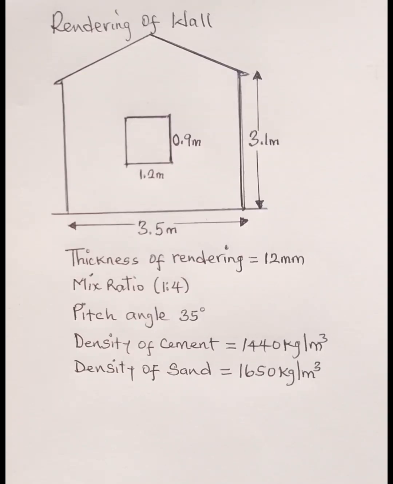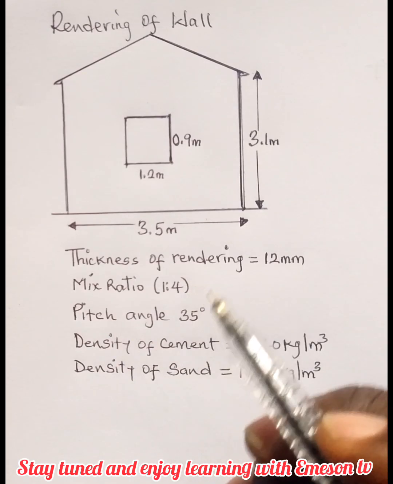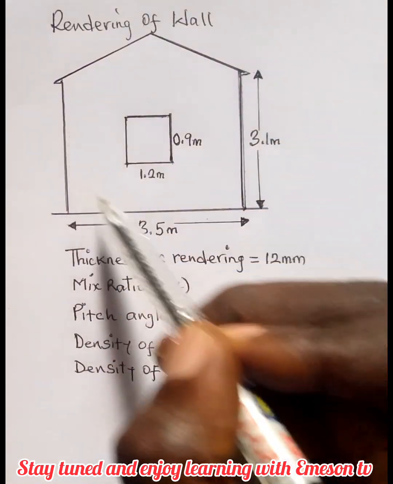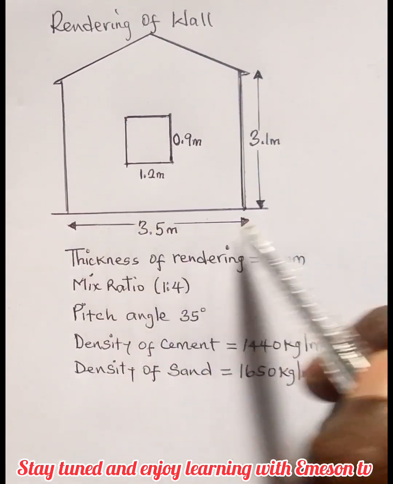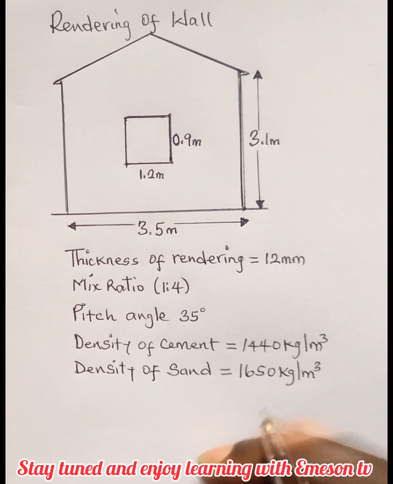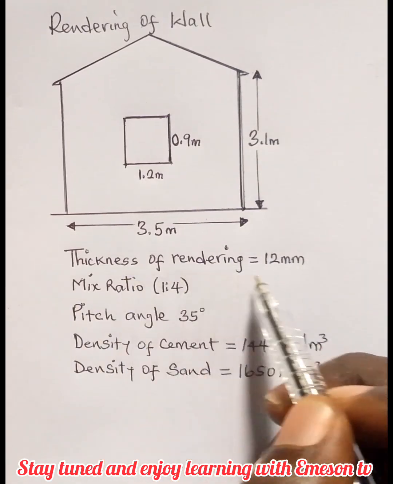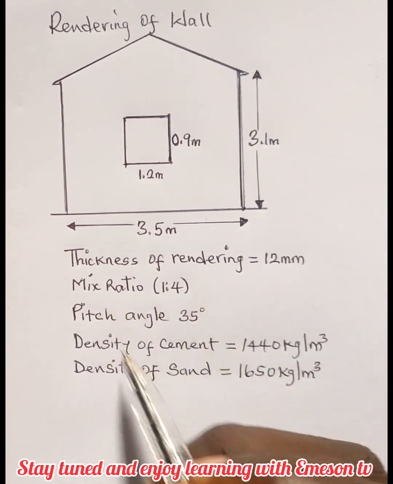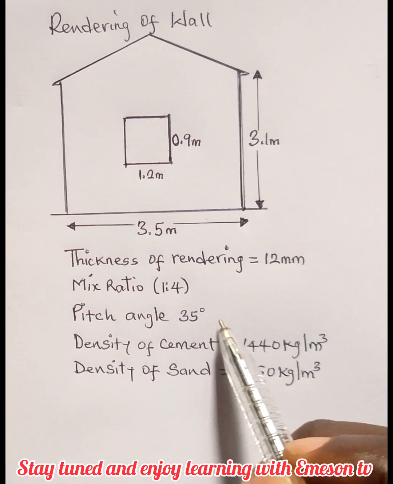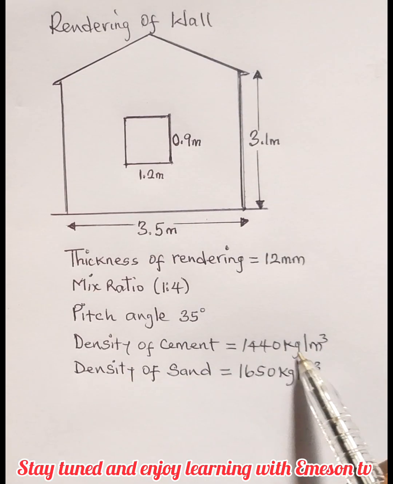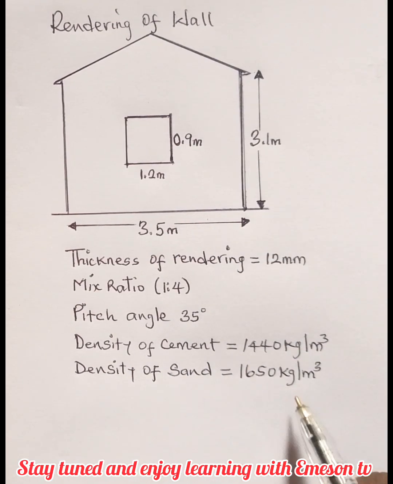In this video, we want to learn how to calculate the materials that are needed to render this external wall with this given dimension. So look at the information given. Thickness of rendering is 12 mm, mix ratio is 1:4, pitch angle of the roof is 35 degrees, density of cement is 1440 kg per meter cube. That of sand is this.